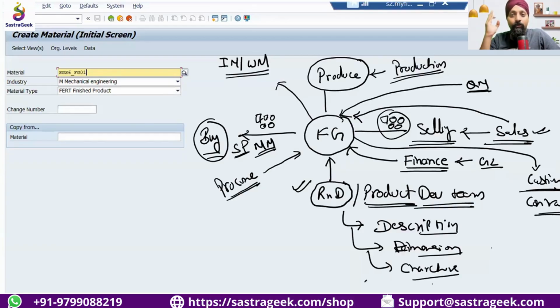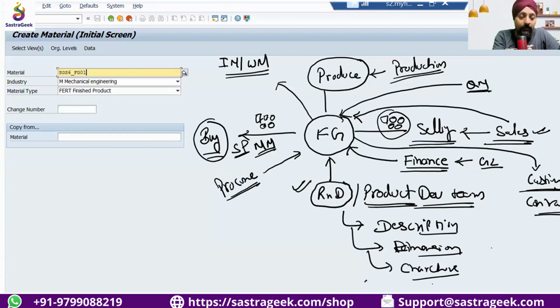So finance is included, controlling is included, your R&D is included, your quality management is included, buying department, sourcing and procurement is included, production is included, selling is included. All these teams need to get together. Then only you would be able to create your material master. So it cannot be the sole responsibility of one department. It is always a shared responsibility of departments.